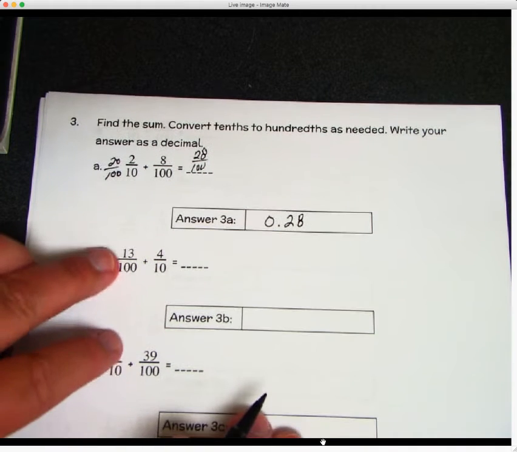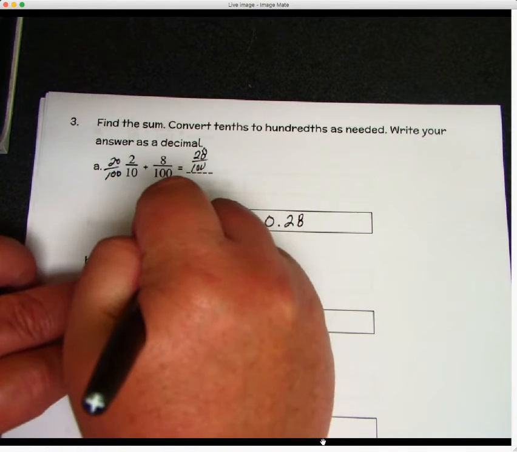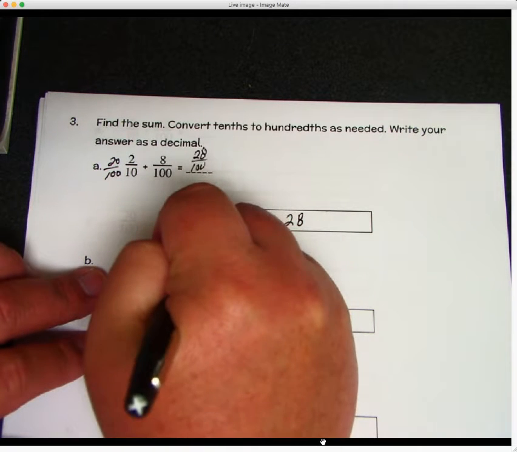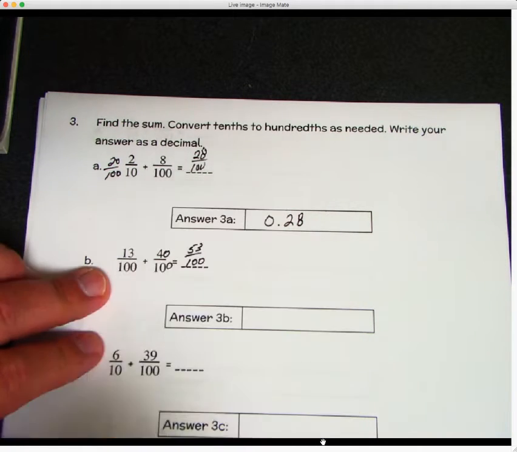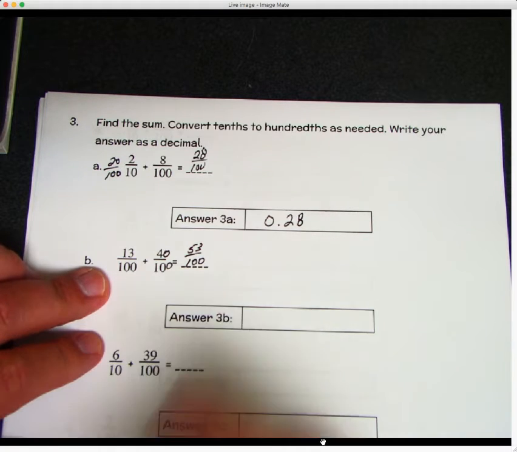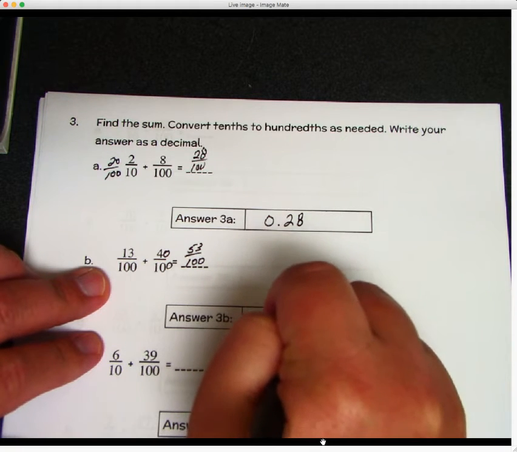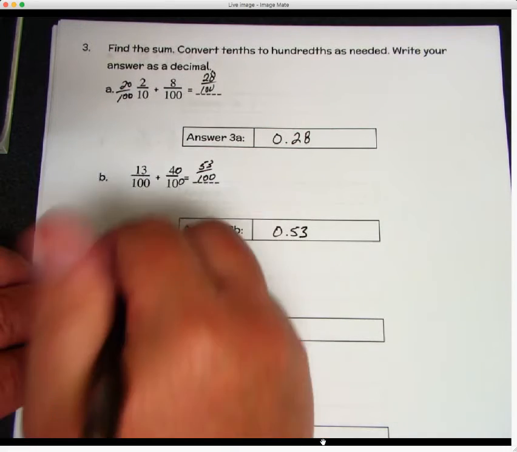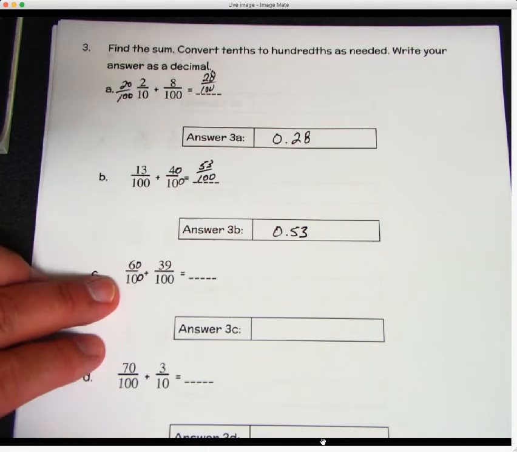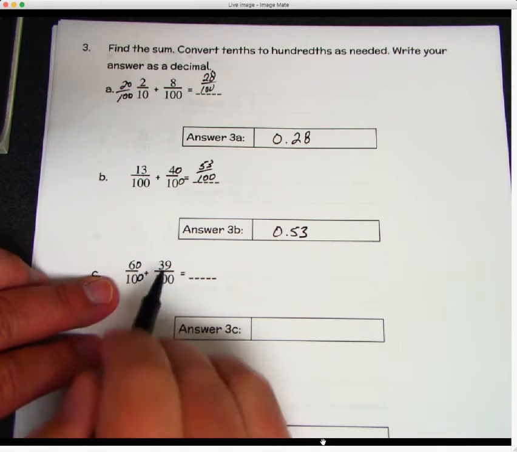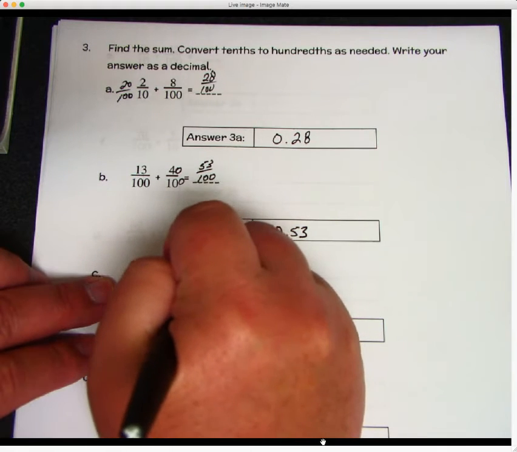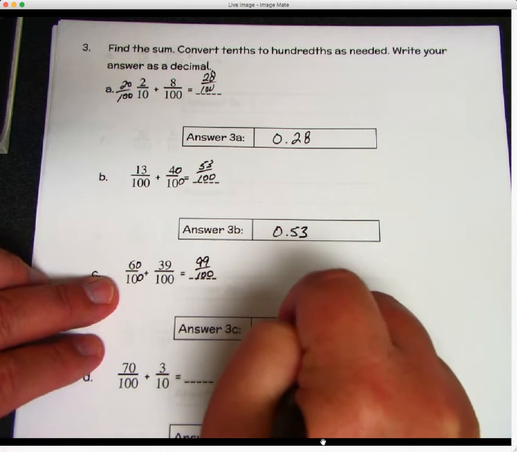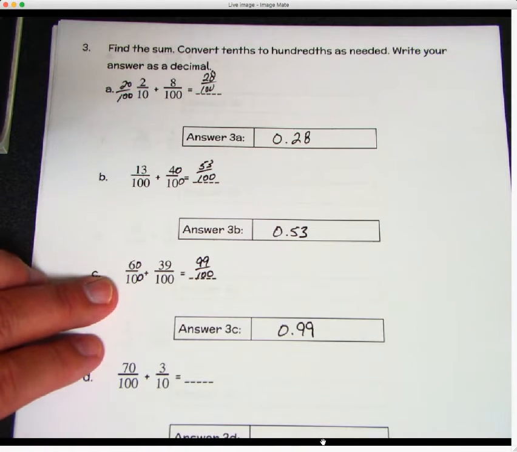Okay, 13 hundredths plus 4/10. 4/10 would be 40 hundredths. So that's going to be 13 plus 40 is 53 hundredths. And as a decimal, we write 53 hundredths. 6/10, add the zeros, is the same as 60 hundredths. 60 hundredths plus 39 hundredths is 99 hundredths. As a decimal, we got to write them as decimals. Looks like 99 hundredths.